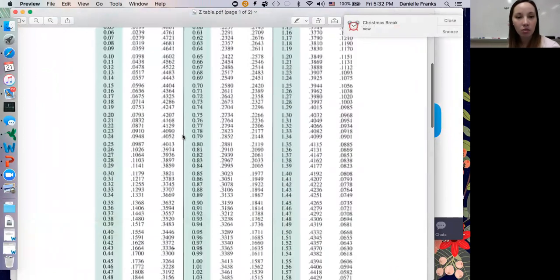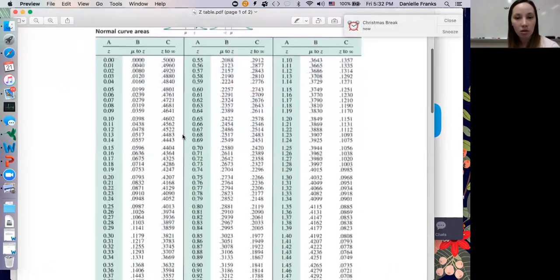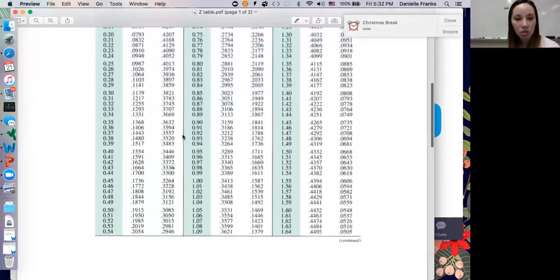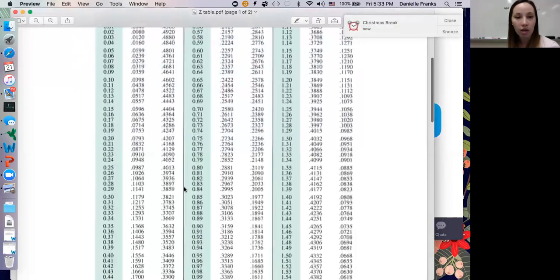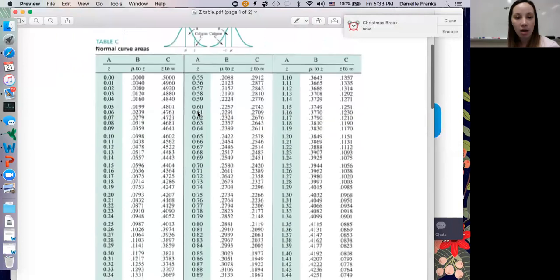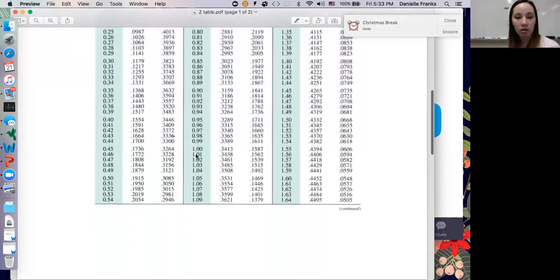So if we go to a Z-score of 1, it is down here. If we look at our Z column, column A, we follow it down to find 1. And remember that we are looking for our mean to Z, which is our column B, which we find here. We see that the probability of that is 0.3413.